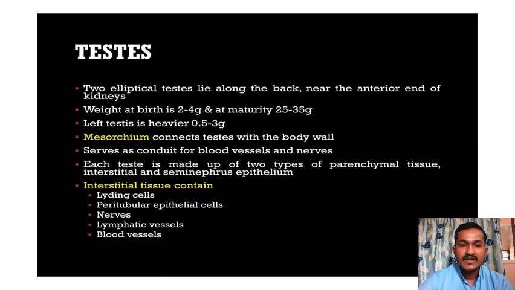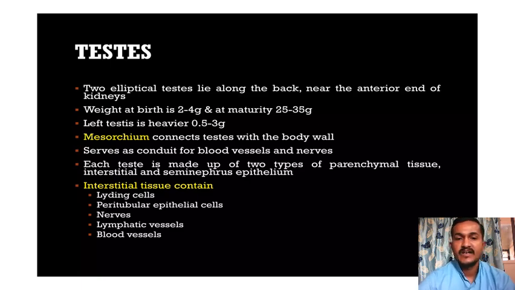Clear? Then next is the mesorchium, which connects the testis with the body wall. What is the mesorchium? This is the part which connects the testis to the body wall, and serves as a conduit for blood vessels and nerves. Each testis is made up of two types of parenchymal tissues, interstitial and seminiferous epithelium.